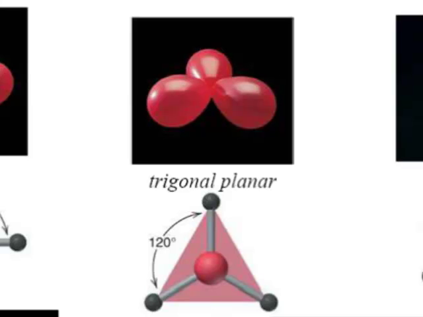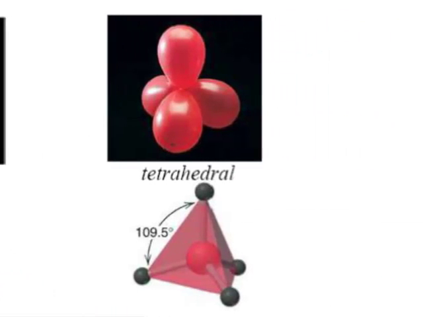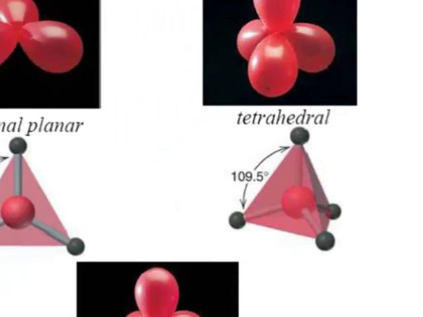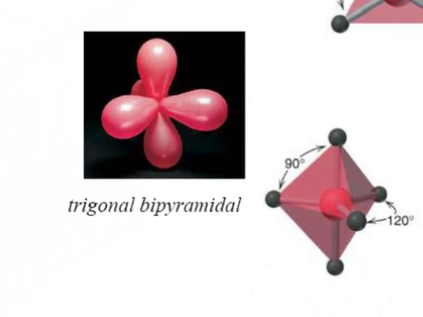The next one, if I take 4 areas of electrons around the central atom. Now remember, these areas can be bonds or lone pairs. If I take 4 areas of electrons, I'm going to get something called a tetrahedral shape. When I put those 4 balloons together, that's the maximum distance they can get from each other. If I take 5 areas, that's going to be something called trigonal bipyramidal.